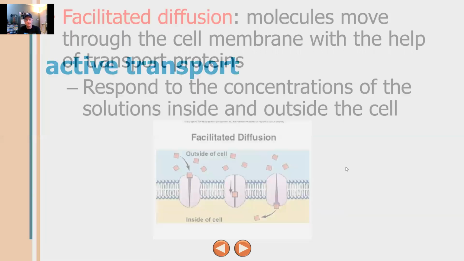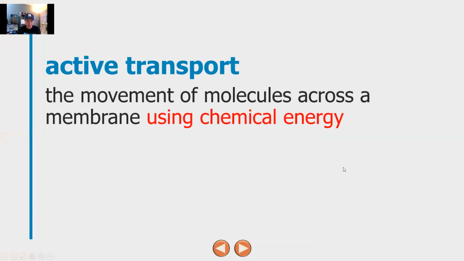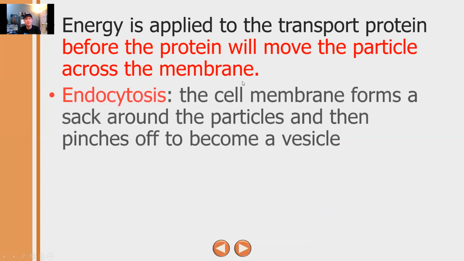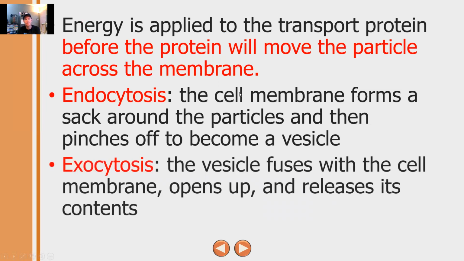Basic physics. Active transport. In this case of movement, you require chemical energy to get it done. Okay, you can't move molecules across the membrane without it. So energy will be applied to the transport protein before the protein will be able to move molecules across the membrane. There are a couple big examples of this: endocytosis, exocytosis. There's another type called the sodium potassium pump.